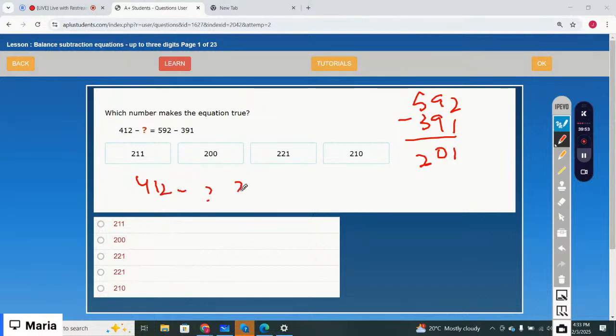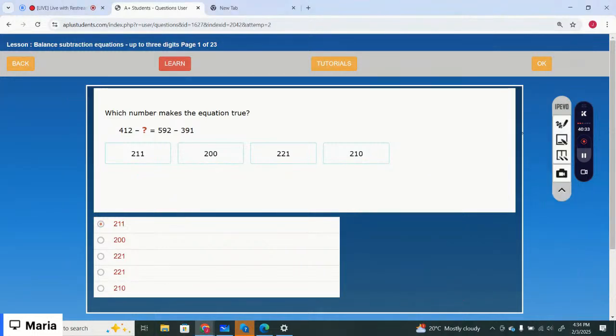412 minus the missing number equals 201. So what number is subtracted from 412 so that the answer equals 201? You have to subtract 201. So 2 minus 1 is 1, 1 minus 0 is 1, and 4 minus 2 is 2, that is 211. 412 minus 211 equals 201. So the missing number is 211. Option number 1 is the correct option.